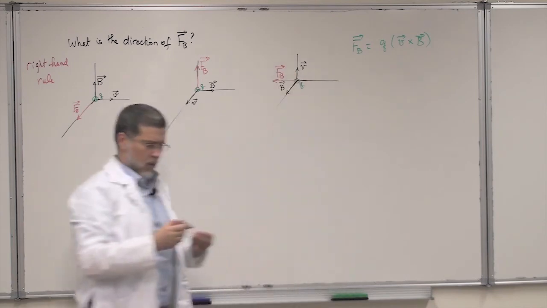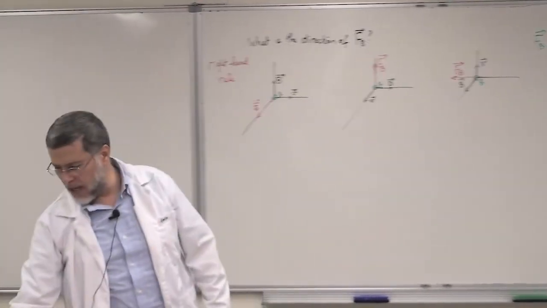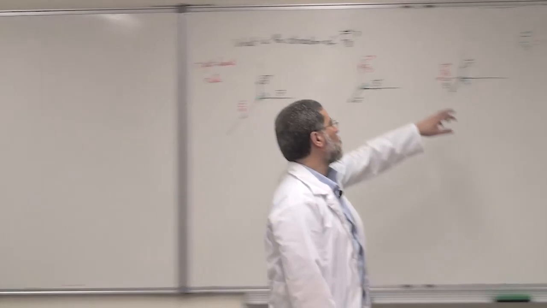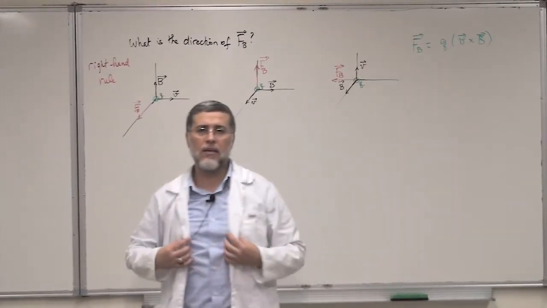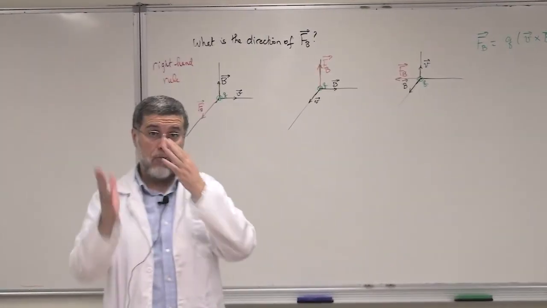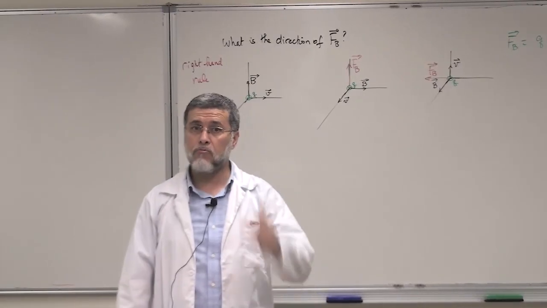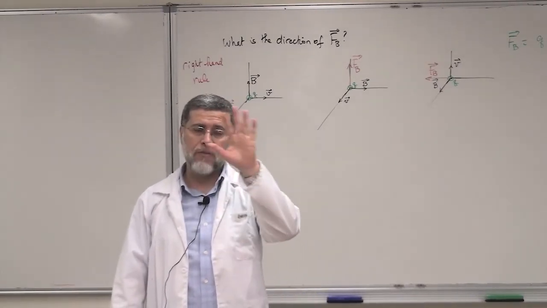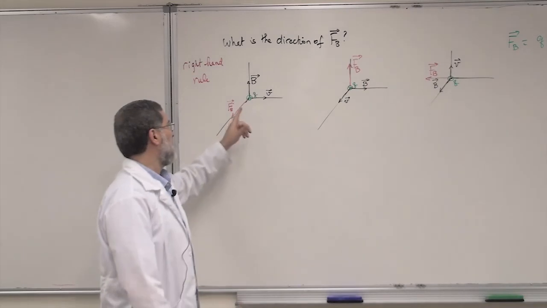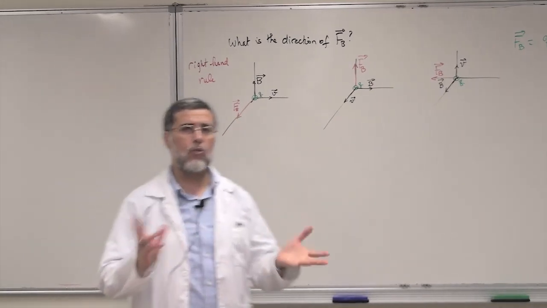I hope this concept of finding the direction of FB, the magnetic force, using the right hand rule is clear. Now you go and practice, my son, with your right hand rule. Be careful, don't use the left hand rule. The left hand rule will give you the wrong direction, the opposite direction of what you are looking for.